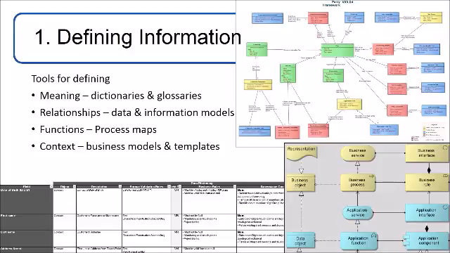Relationships are key, so for this we might use data and information models, as in the top right hand picture here. We've got a party framework, and this shows us the relationships between different types of information, different sets of information. We may use process maps to define our functions of information, and in the bottom right hand corner you'll see a business model from the Archimate language, which allows us to define the context within which information is used. And this is set in a business and application context here in this particular diagram.